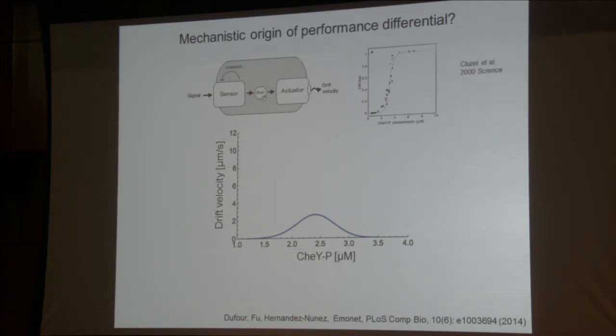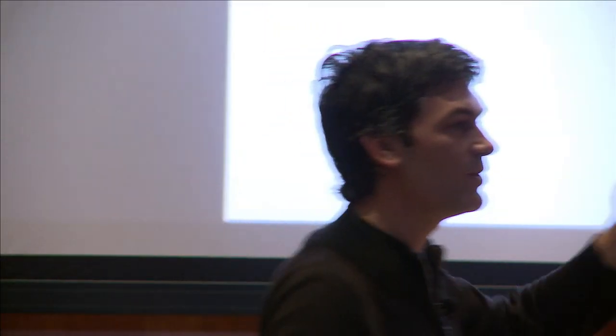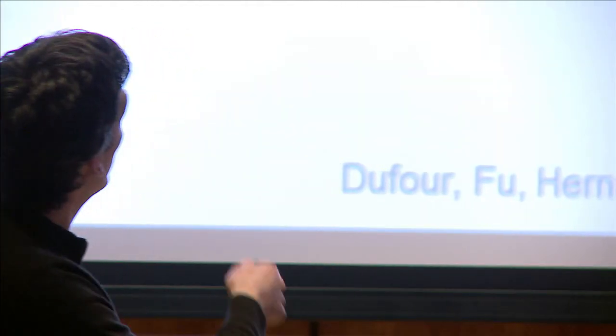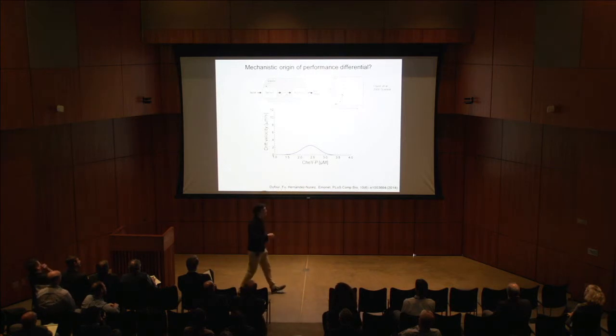So now, if you want to be maximally performant for this particular gradient, you would want to be here. The problem is that it's not easy to be there, because the level of CheYP depends on how well you're doing as you're climbing the gradient. Because if you are very good at climbing the gradient, you are experiencing a signal that's increasing very fast on you. So this negative feedback here, the sensor is being pushed down, and you're moving faster and you receive more signal. You're moving fast and you receive more signal. So CheYP is not at its resting level. It's at a lower level. And so there's a feedback of the performance on the dynamical regime of the signaling pathway.